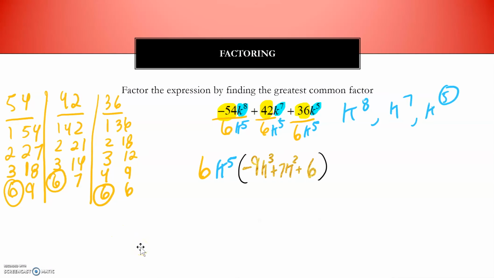So the answer here is 6k to the 5th times negative 9k to the 3rd plus 7k squared plus 6. The greatest common factor was 6k to the 5th because 6 is the greatest common factor of 54, 42, and 36. And then k to the 5th is the greatest common factor of k to the 8th, k to the 7th, and k to the 5th.